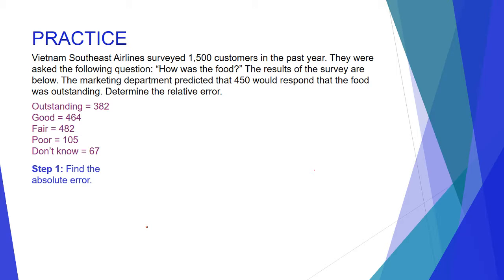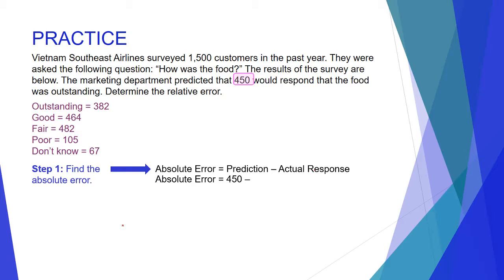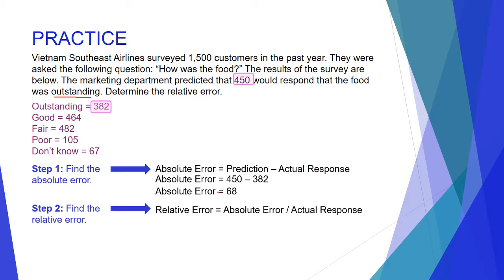Alright, first step, find the absolute error. So we have 450 as the prediction. The question says outstanding, right, which is 382. The absolute error is going to be 68. There's a difference of 68. Divide that, the 68, by the actual response, which is 382, giving us a relative error of 17.80%. That number is pretty high. 17.8% is pretty high.